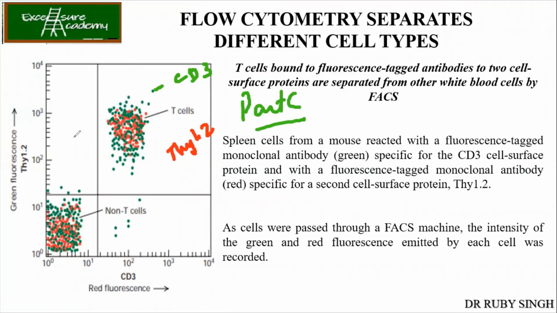Now, when you see this graph, what do you understand from here? This has been divided into 4 quadrants: 1, 2, 3, and 4. On this axis you have got the green fluorescence, here you have got the red fluorescence. Now, when you see over here, these cells are there. Okay, this second quadrant is there.